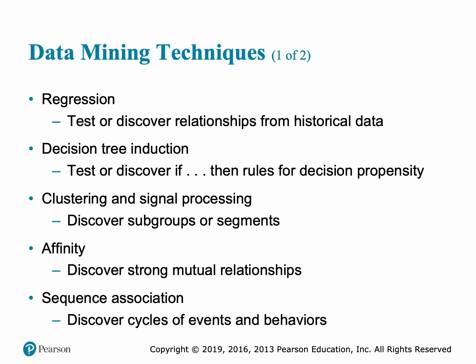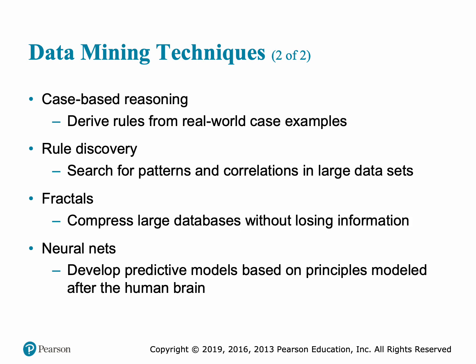Whereas affinity is to discover strong mutual relationships, and sequence association discovers cycles of events and behaviors. Case-based reasoning derives rules from real-world case examples. Rule discovery searches for patterns and correlations in large data sets. Fractals compress large databases without losing information. Neural nets develop predictive models based on principles modeled after the human brain.